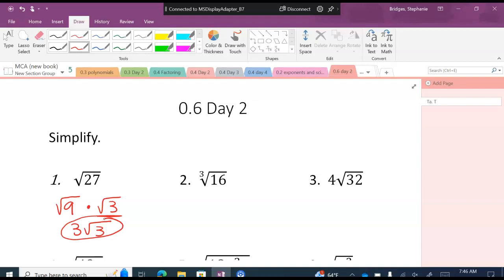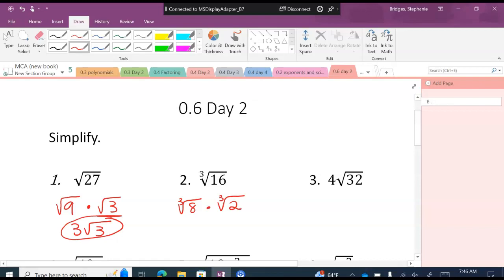Does that make sense? All right, let's take a look at the next one. What kind of root am I dealing with on the next one? Cube root. So I'm going to go to my cube list. I want to find the number closest to 16 without going over, which is 8. And I'm going to ask myself, does 8 divide evenly into 16? It does. So I'm going to split this up into the cube root of 8 times the cube root of 2, because 8 times 2 gives me 16.